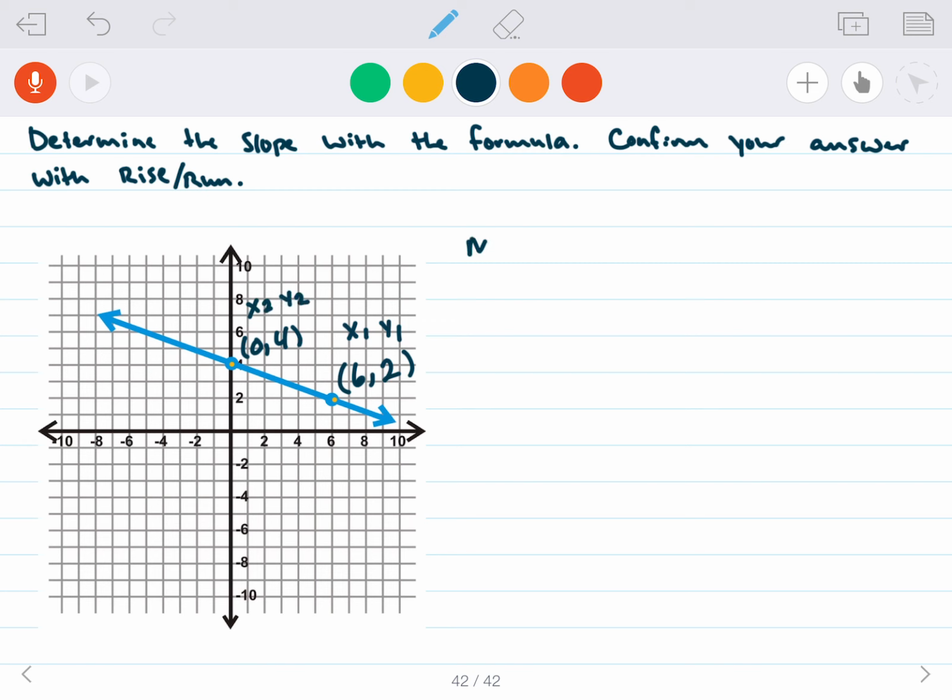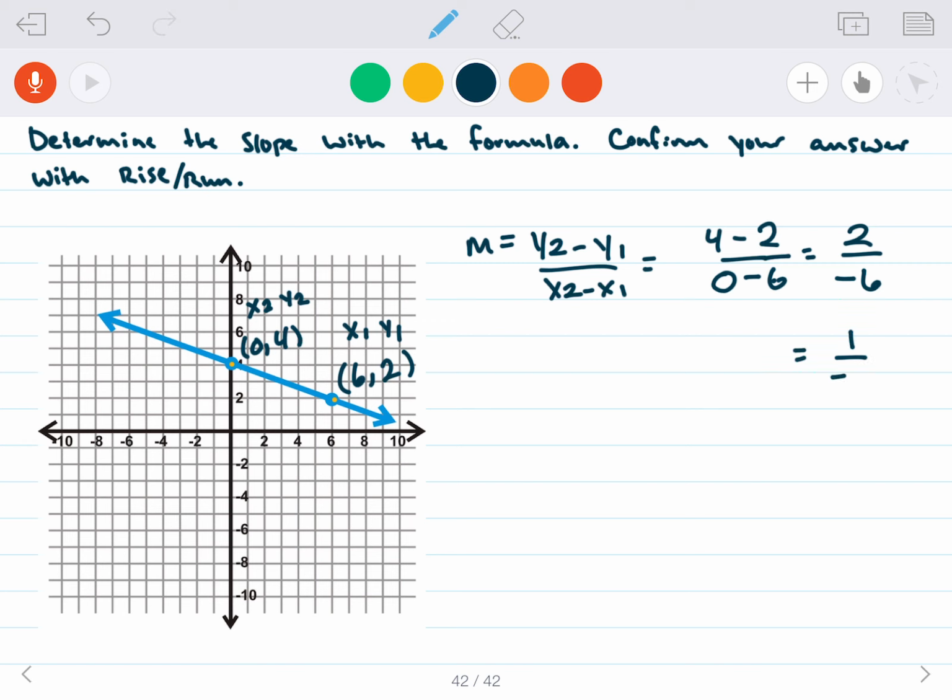And then our formula tells us y2 minus y1 over x2 minus x1. So y2 is 4 minus 2 over 0 minus 6. Just subbing these values in from our points. 4 minus 2 is 2. 0 minus 6 is minus 6. If we divide top and bottom by 2, this reduces to 1 over negative 3. So that is our slope.